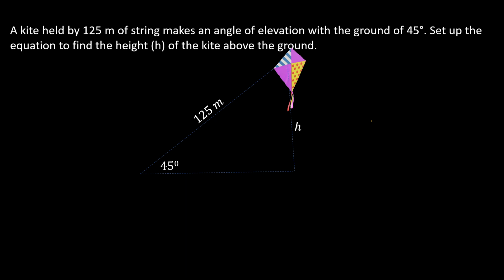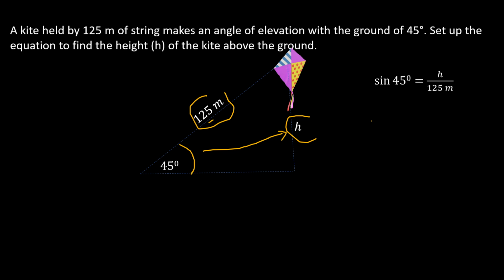So as you can see in our figure, with respect to our angle, h is opposite while 125 meters is the hypotenuse. So the trigonometric ratio that uses opposite side over hypotenuse is sine. So setting up the equation, sine 45 degrees equals h over 125 meters.